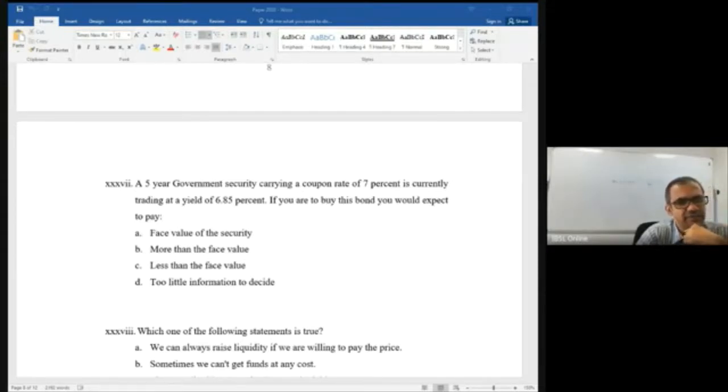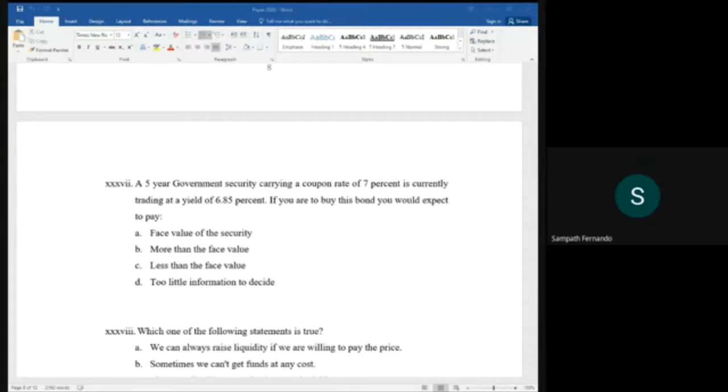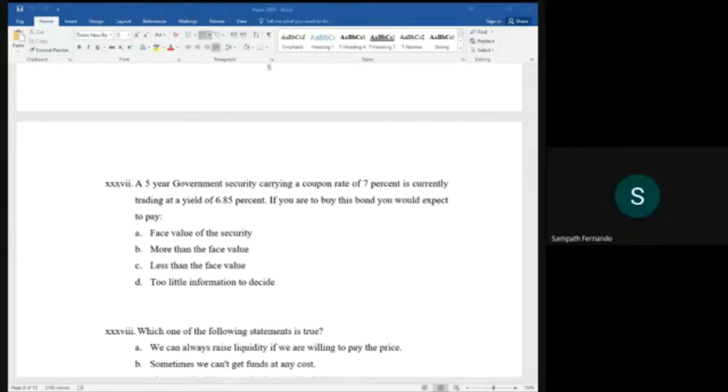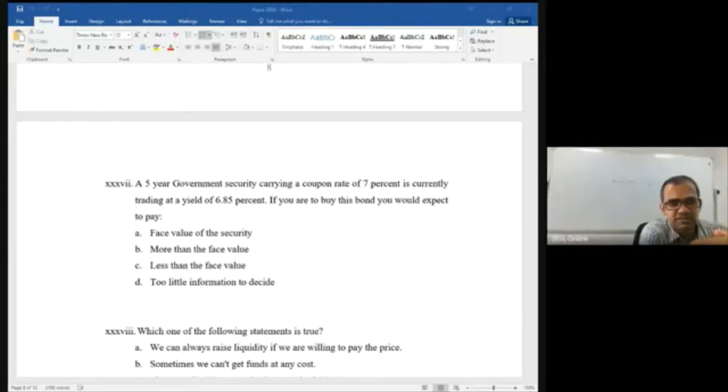Yes, go ahead. Sir, how is that calculation done? The same way as we discussed for question number 2. Either you can prepare the cash flows and discount each and every cash flow and add them, or you can use the annuity equation and the present value of the face value, and add them together. But to answer this question, you don't have to do any calculation.